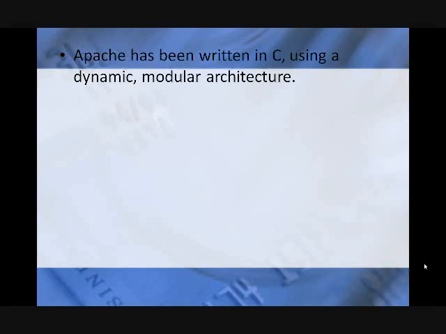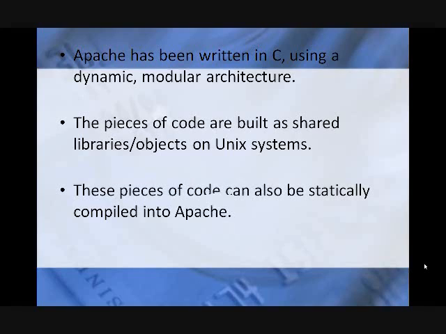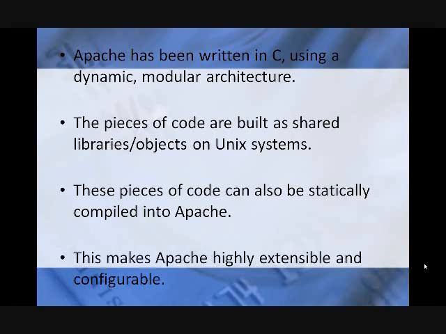Apache has been written in C using a dynamic modular architecture. The pieces of code are built as shared library objects on Unix systems. These pieces of code can also be statically compiled into Apache, and this makes Apache highly extensible and configurable.